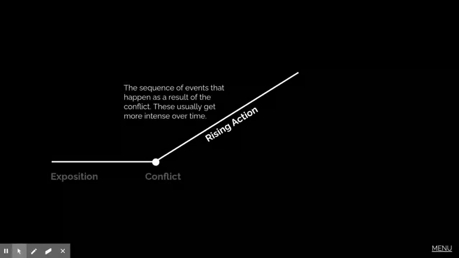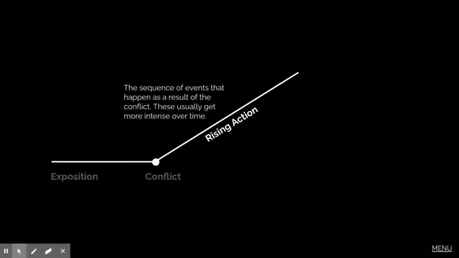Next, we have the rising action. Once the problem has been introduced, we get the rising action. A lot of the times, I think people want to introduce a conflict after the rising action, but the conflict is what introduces the rising action, what happens, and then you have moments that rise up to the main event. So, once the problem has been introduced, we get the rising action, a sequence of events that happen as a result of the conflict. These usually get more intense over time.